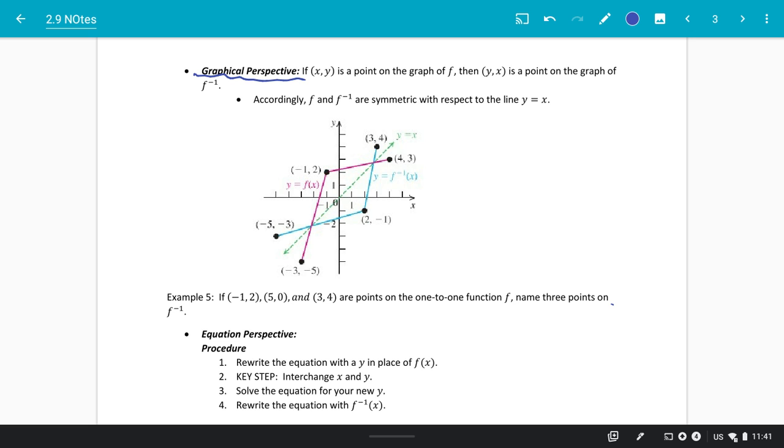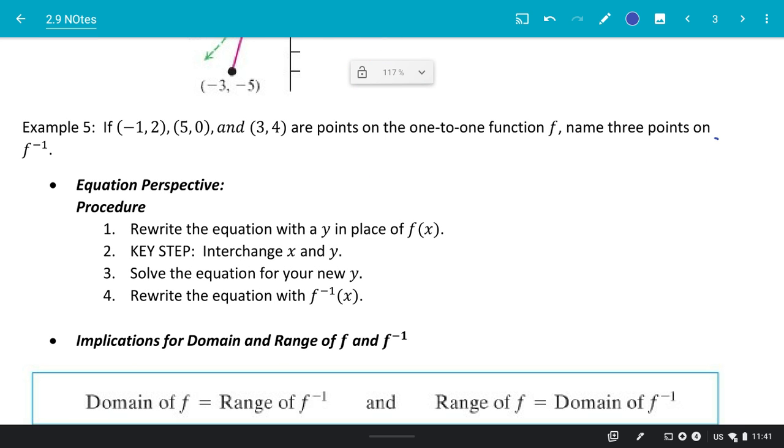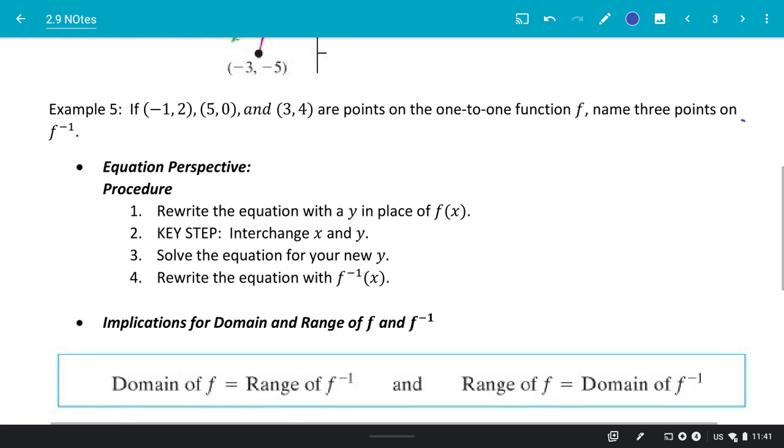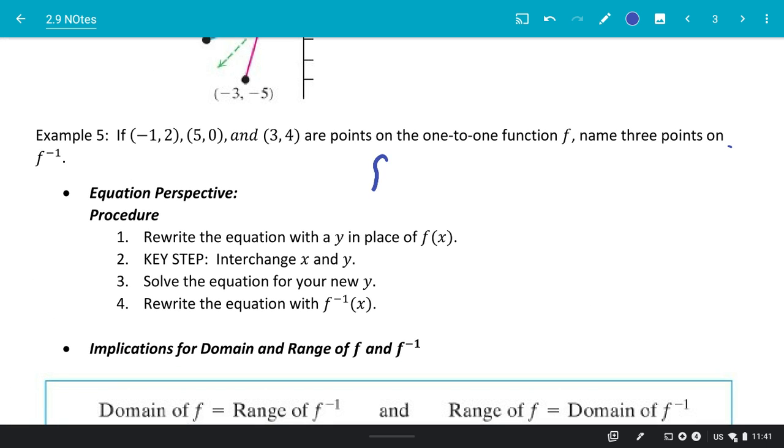Equation-wise, it's a little bit more difficult to find the inverse. Okay? And I know they got a couple hard ones down here, and I'm going to start with something easier for you. Let's say I give you f of x equals 2x plus 4. Let's say I give you that one. Okay? How do we find the inverse?